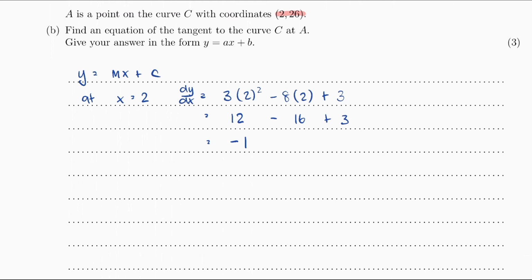So we can write our equation of the line as y equals negative x plus c. And now we have to solve for c. A point on this tangent is also point A. So we can substitute in x equals 2 and y equals 26 to work out the value of c. So we have 26 equals negative 2 plus c. And we can add 2 to both sides to give us 28 equals c. So c is equal to 28, and the equation of the tangent to the curve at A is y equals negative x plus 28.